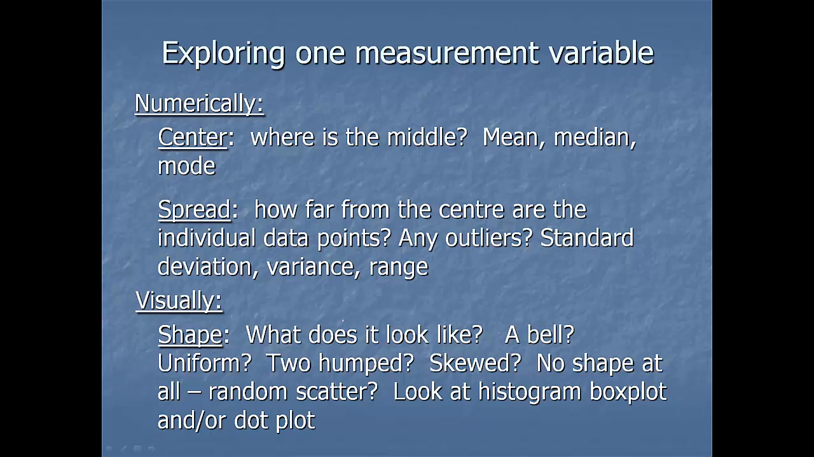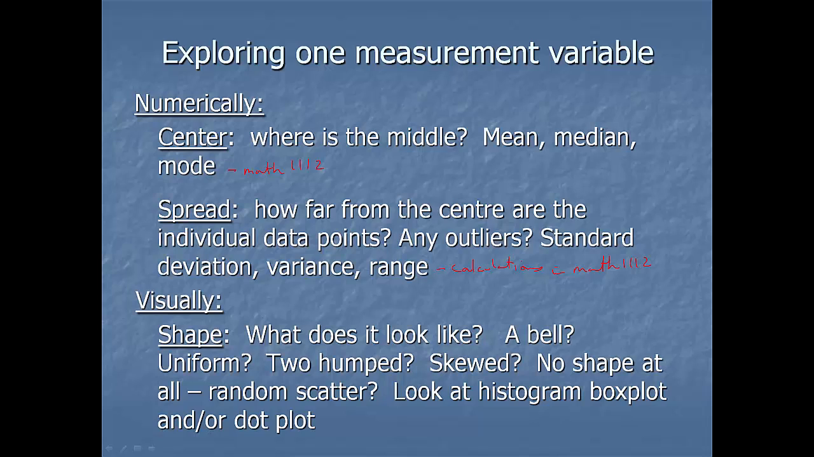So numerically, when we're exploring one measurement variable, we look for the center, we look for the spread. Where's the middle? We calculate the mean, median, mode, which we did in Math 1112 by hand. We're going to get SPSS to do that for us this time in this course. Spread: how far from the center are the individual data points? So any outliers, we look for standard deviation, variance, and range. And again, we did the calculations in Math 1112, and you can get SPSS or PSPP to produce those for you.